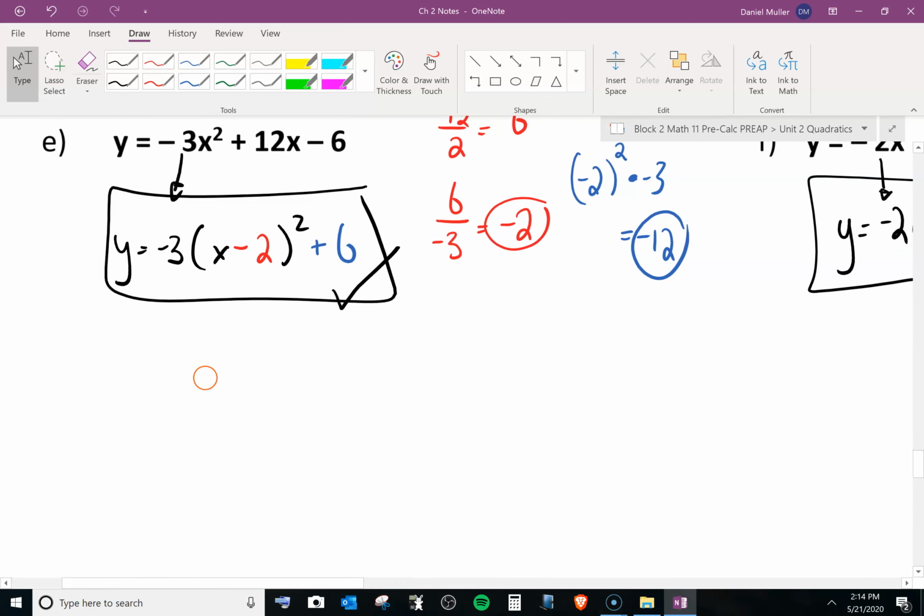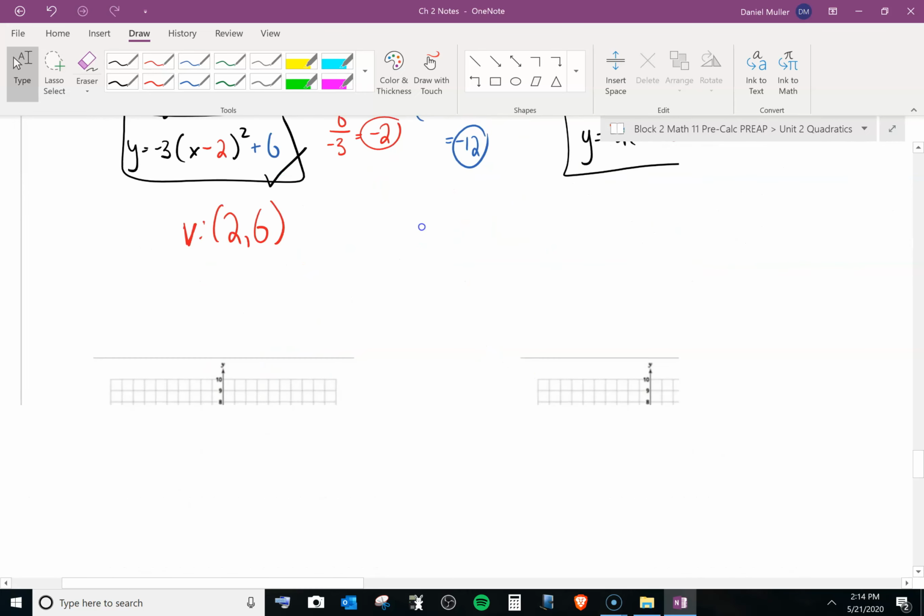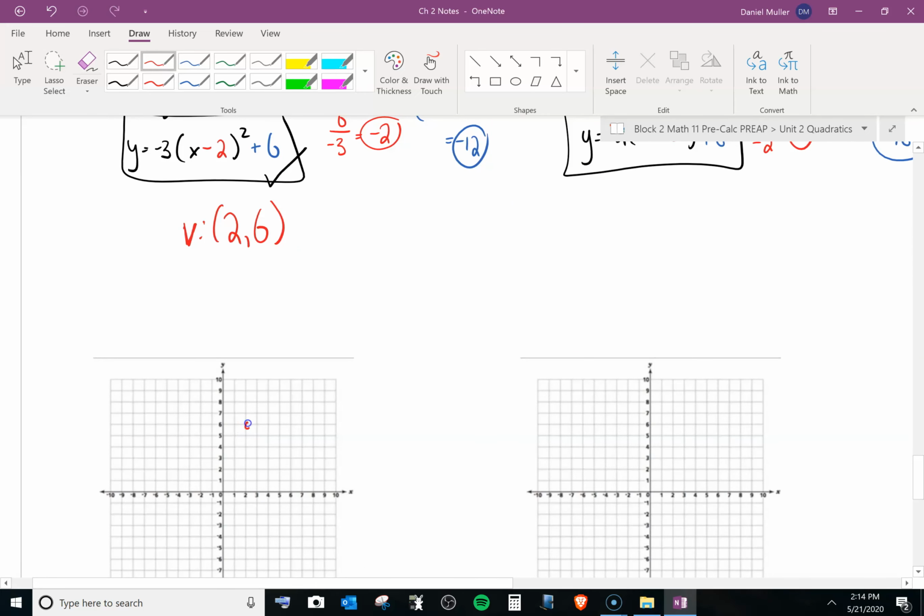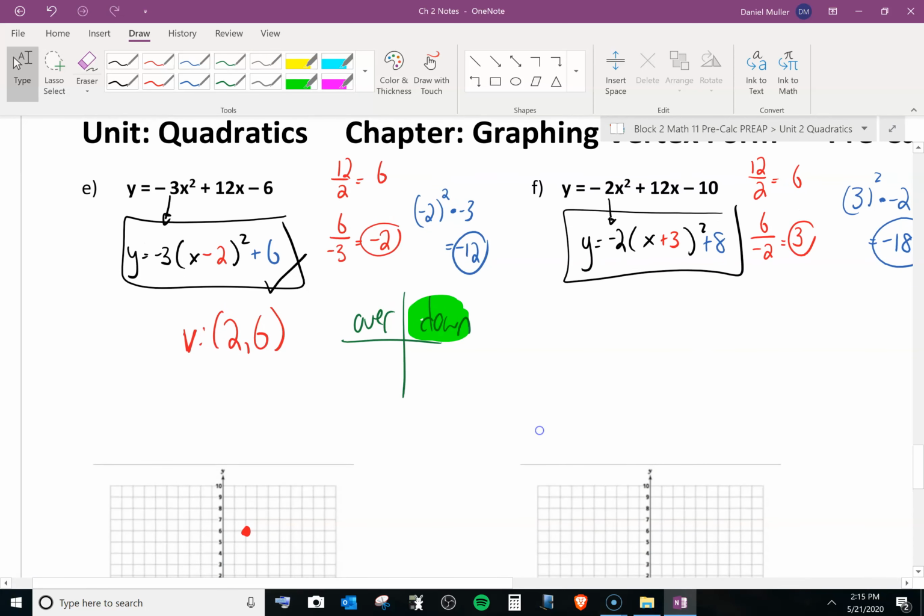Okay, so vertex. The vertex for this thing is change it on the inside, leave it on the outside. So 2 comma 6. And then I have an over, up, down. Now it is going to be a down because the number in front, I believe, is negative. Yes, it's a -3. So it's always 1, 1, 1, 1, 3, 5, but I'll times it by -3. So I get -3, -9, and -15.